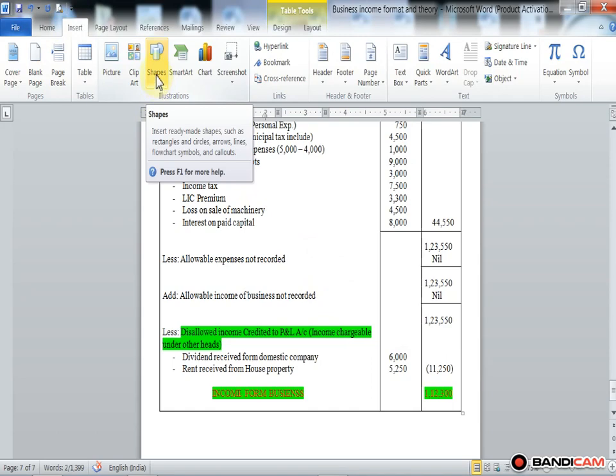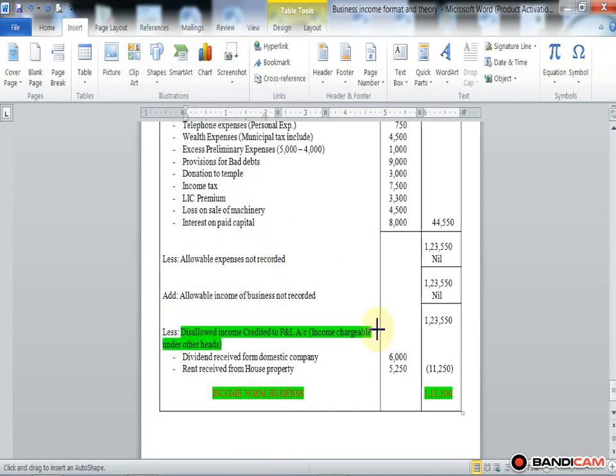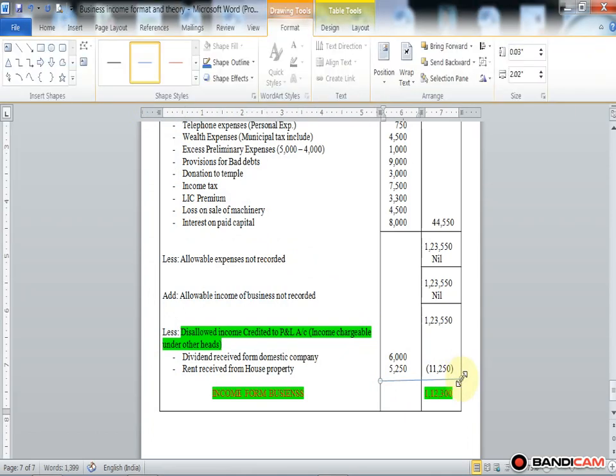Okay, so here we solved a practical problem on computation of business income of Mr. Guru. Okay. Computation of total or taxable income from business of Mr. Guru. In our next lecture, we will solve problem second on computation of income from business. Okay. Thank you very much.